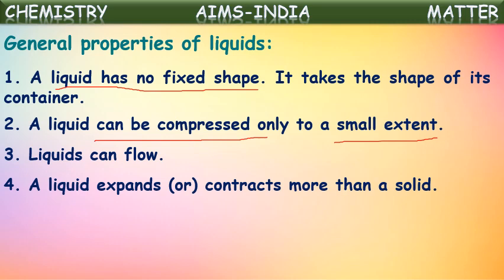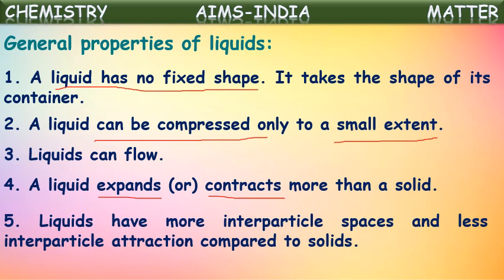Okay, and next, liquids expand or contract more than a solid. Yes, why? What is the reason? Liquids can expand because they have spaces between the particles. They can contract because they have more spaces between the particles than solids, which do not have much space between the molecules. Liquids have space between the molecules and particles. Because of that reason, liquid can expand and contract more than a solid. Next, liquids have more interparticle spaces and less interparticle attraction compared to solids. Yes, that is what we explained now.